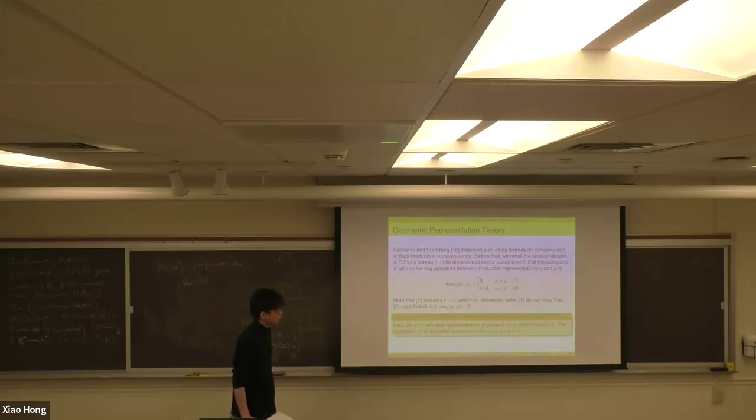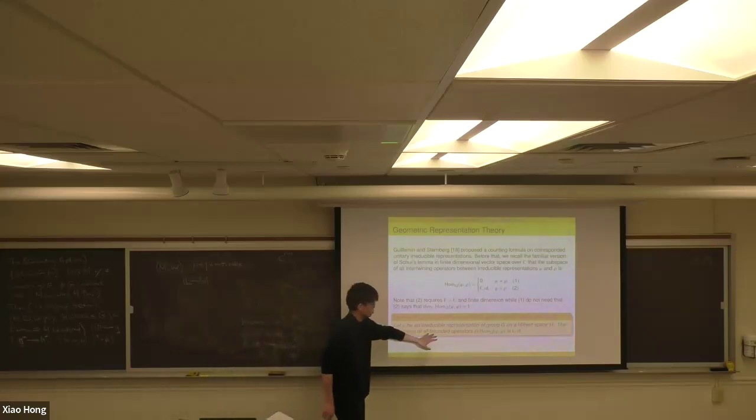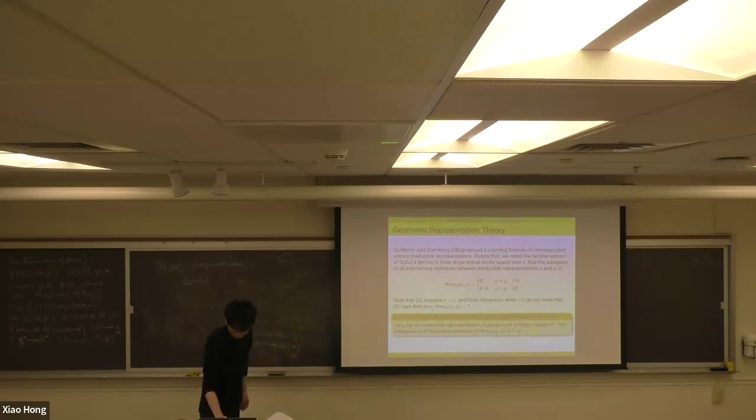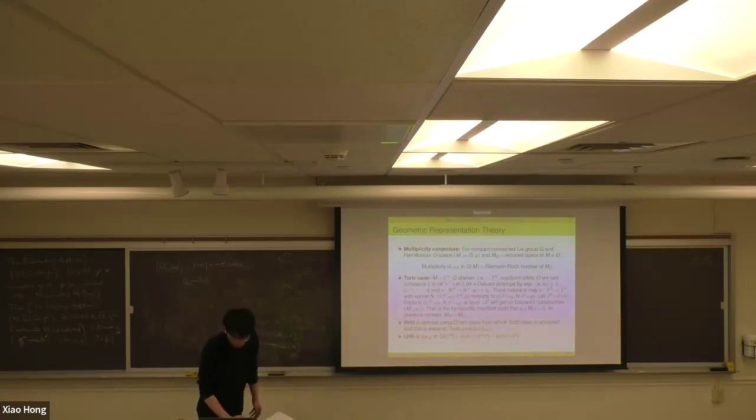And this can be generalized to any of the finite dimensional vector spaces over the algebraically closed fields. Okay. And there's also an analog for the Hilbert space representation here. Right. So for the Hilbert space representations, you need those operators to be bounded or continuous. Then there's the conjecture by Guillemin and Sternberg, the multiplicity conjecture.